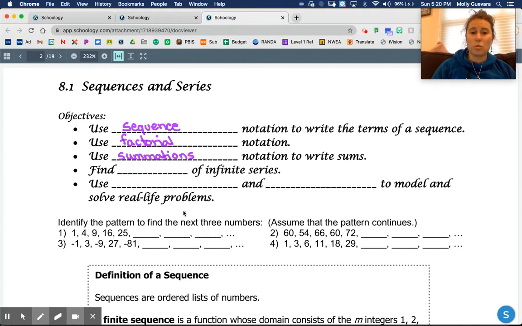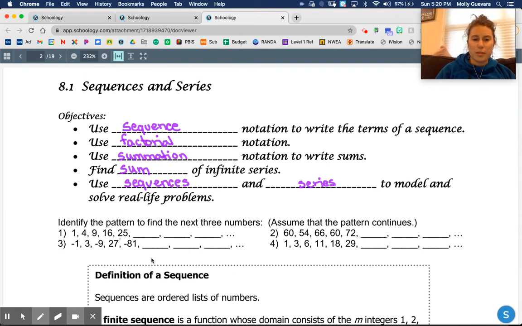Then we're going to use summation notation to write sums. Sums are just what you get if you add up a sequence, okay? Then we're going to find the sum of an infinite series. So if something goes on forever, how do you add it all up, right? Because you can't add numbers to infinity. And then we're going to use sequences and series to model and solve real life problems.